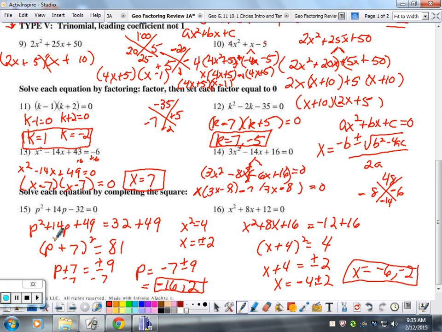Yes? How did you get to x equals negative 4 plus or minus 2? I took the square root of both sides. Oh, but I get how you subtracted 4. x equals negative 6. Negative 4 minus 2 and negative 4 plus 2. Yeah. That's our factoring review, my friends.